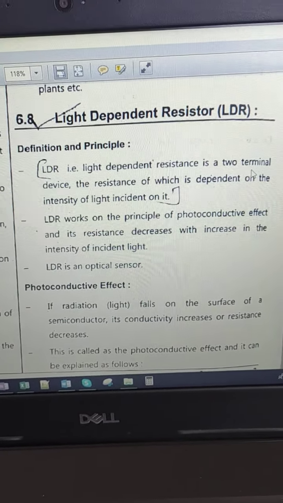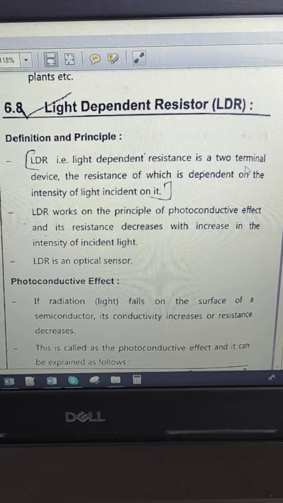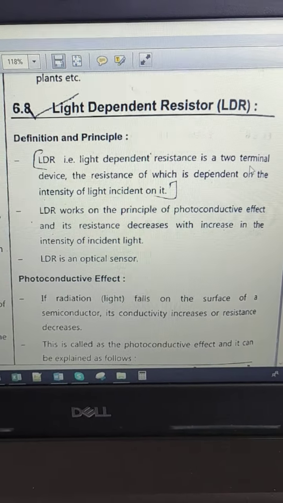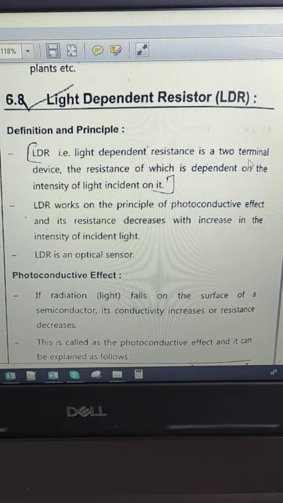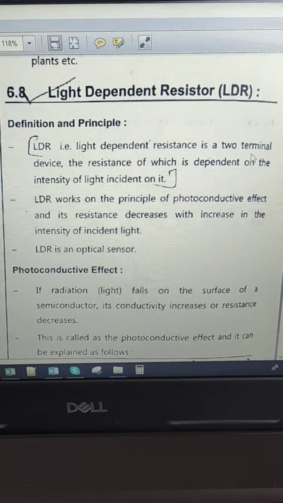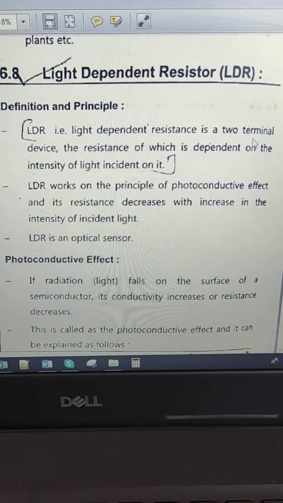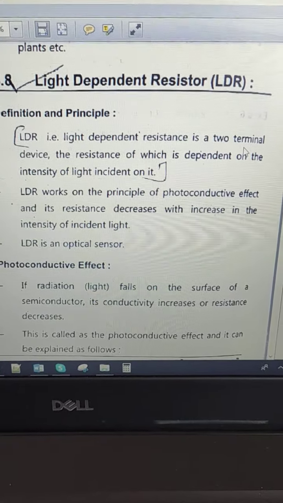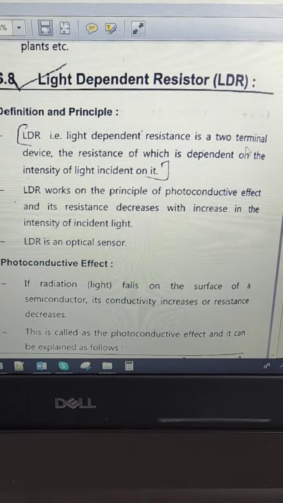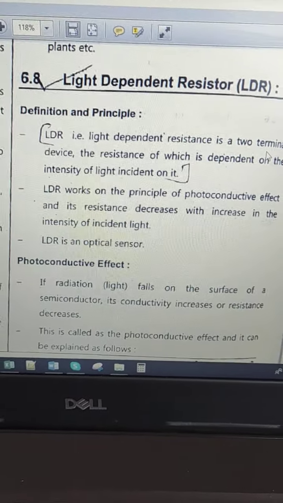Now, in today's lecture, we will see the next topic, that is LDR, light dependent resistor. LDR is a two terminal device, the resistance of which is dependent on the intensity of light incident on it. That is why we call it a light dependent resistor. Its resistance depends upon the amount of light we focus on that particular resistor. LDR works on the principle of photoconductive effect and its resistance decreases with increasing intensity of light.